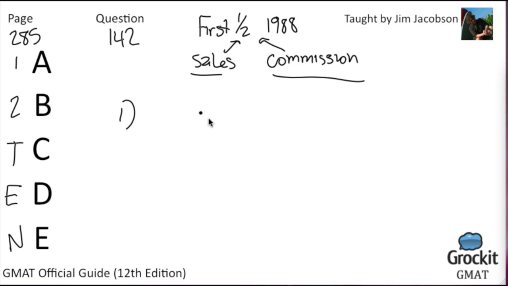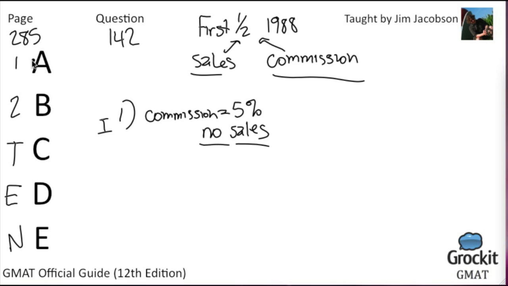Let's see what the statements give us. Statement 1 tells us in 1988, Jean's commission was 5% of the total amount of her sales. So the commission is 5%. However, we are given no information about the sales to which we should apply that 5% commission. So on its own, statement 1 is not sufficient. That eliminates answer choices A and D because both of those require statement 1 to be sufficient.